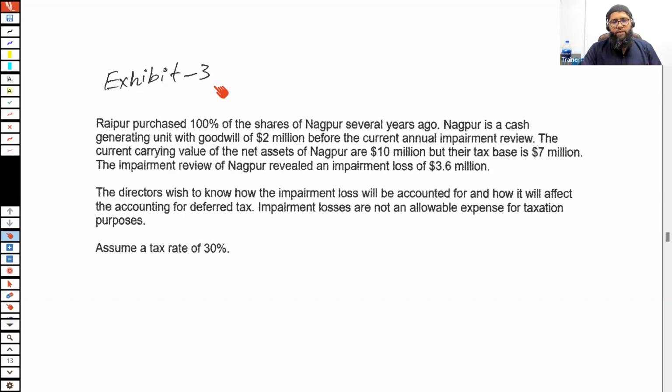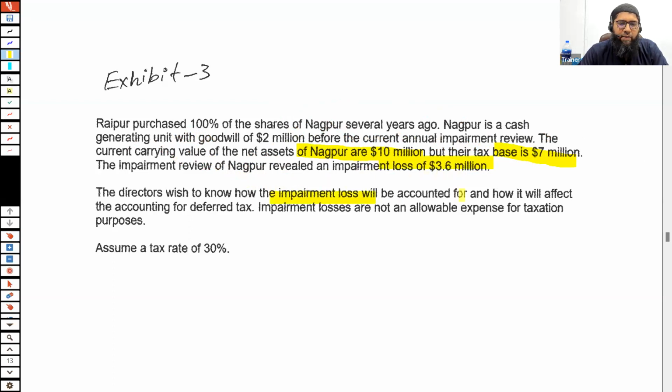Okay, now it says that Raipur purchased 100% of the shares of Nagpur several years ago. Nagpur is a cash generating unit with a goodwill of $2 million before the current annual impairment review. The current carrying value of the net assets of Nagpur is $10 million, but their tax base is $7 million. An impairment review of Nagpur revealed an impairment loss of $3.6 million.